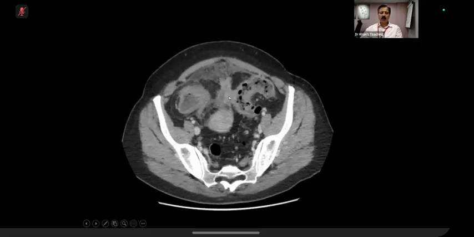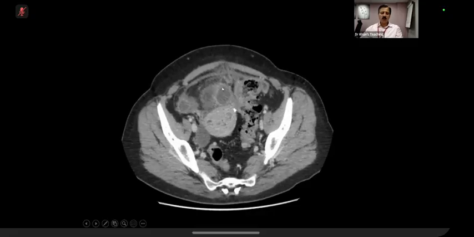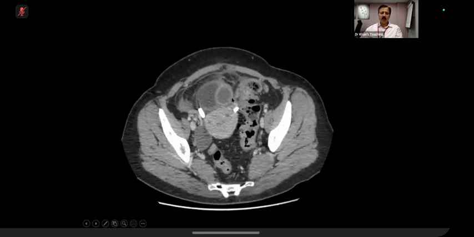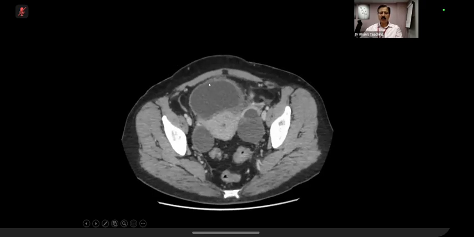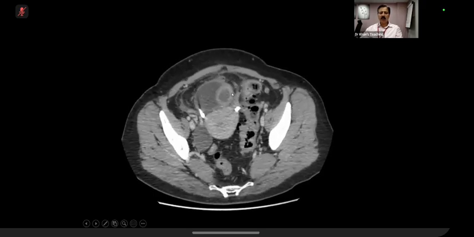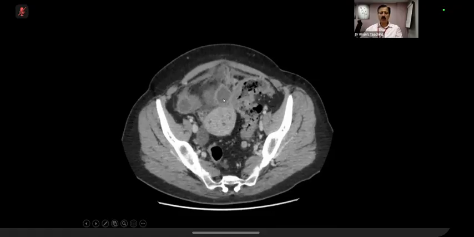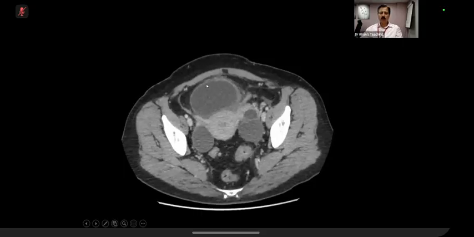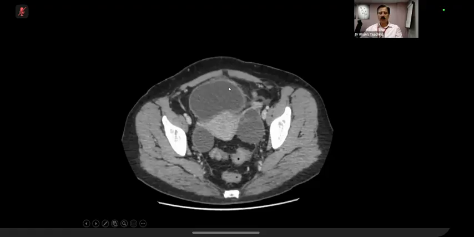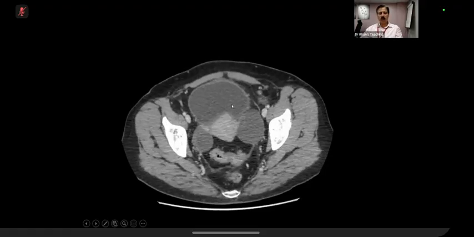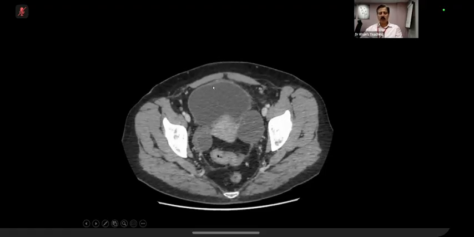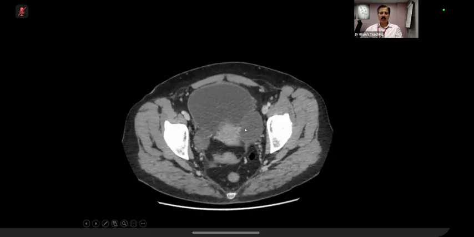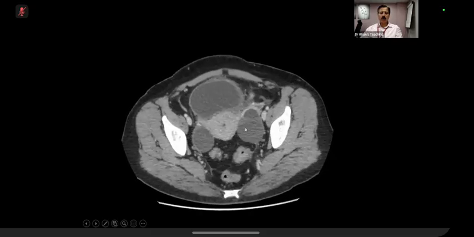Then as I am proceeding further, you can see this abscess with rim enhancement. Where is it sitting? This is the urinary bladder. It is sitting on the posterior surface of the urinary bladder. Right now, it is not fistulating into the urinary bladder, but you can infer that, in a few days' time, it might, and then you will see air inside the urinary bladder also.